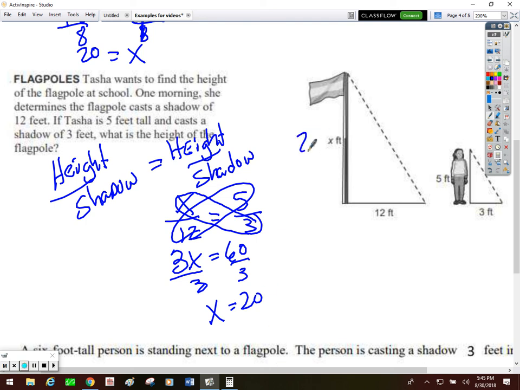And what this tells me is the flagpole, and again, please get used to writing these sentences, but you're going to have to write sentences. I know it's terrible to write sentences in math, but you're going to have to.